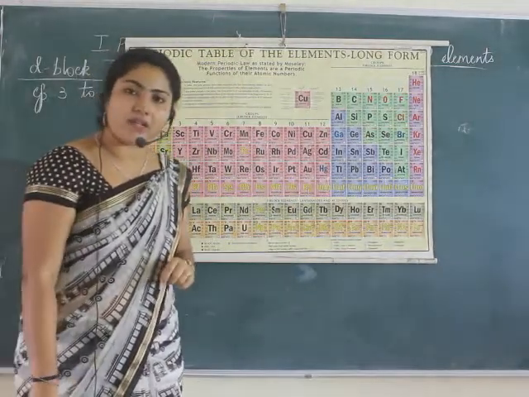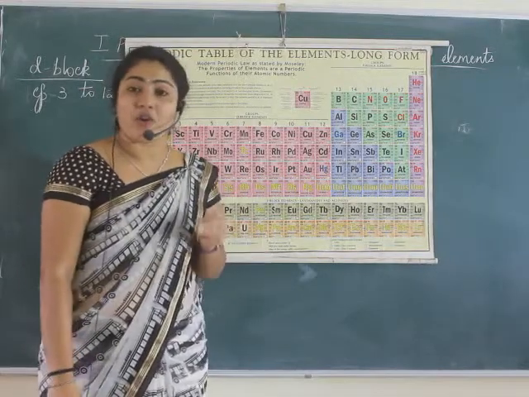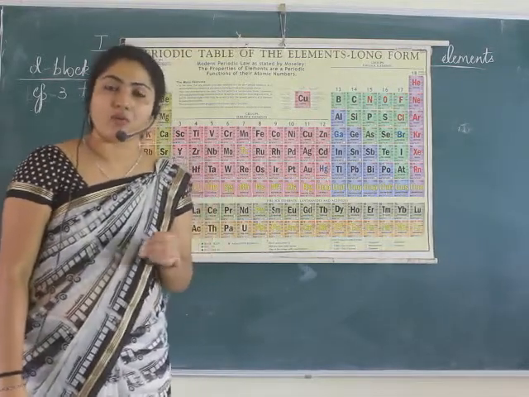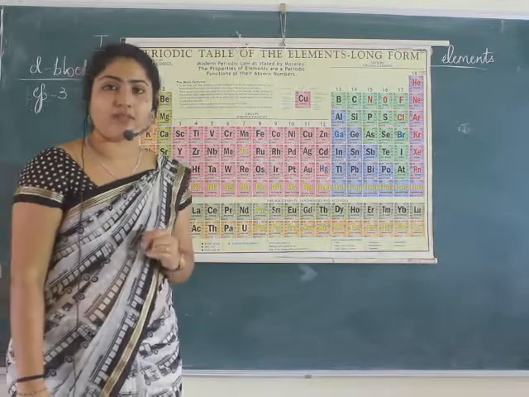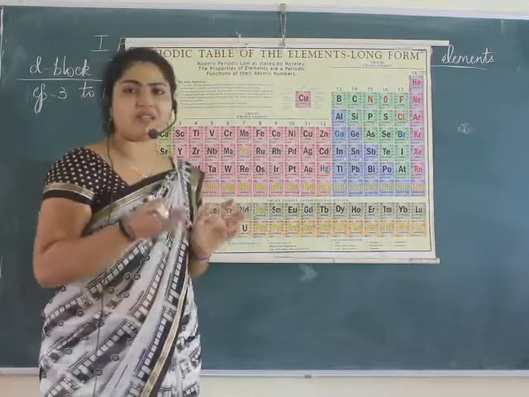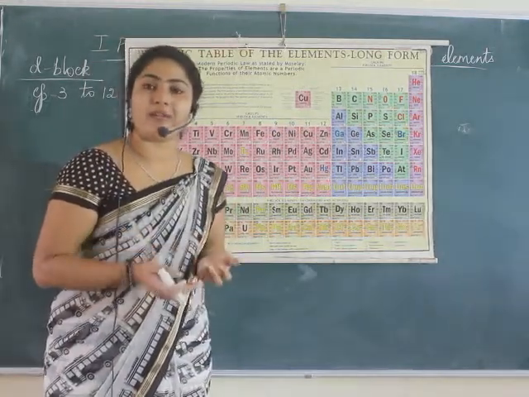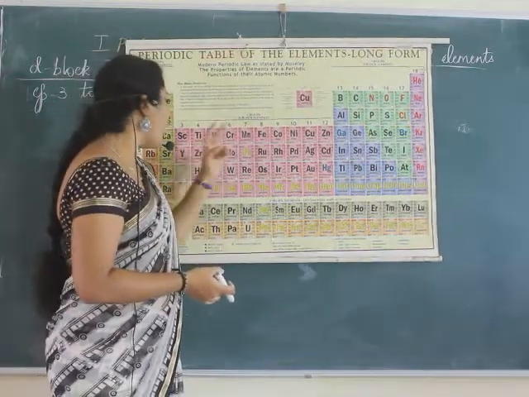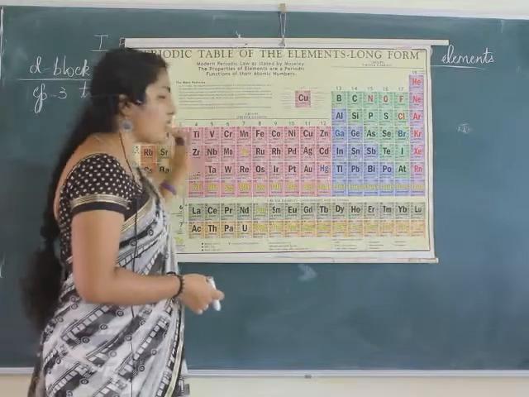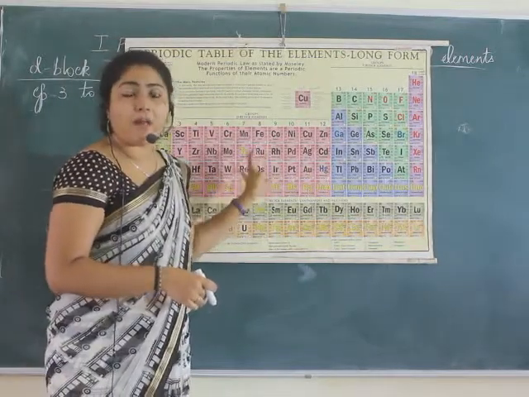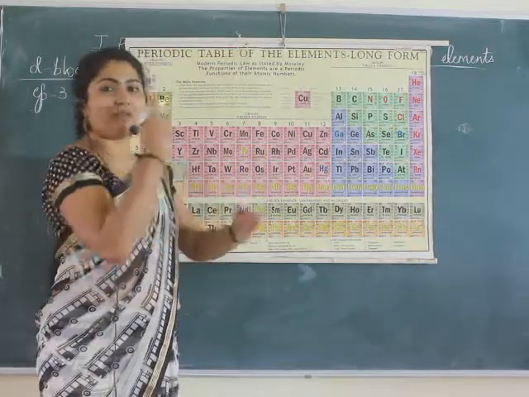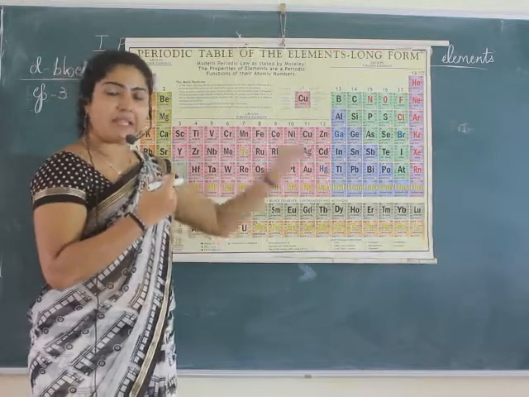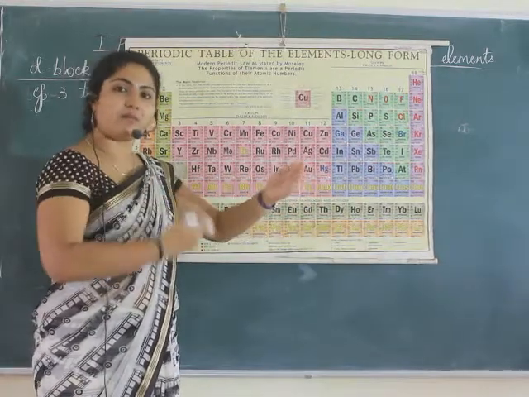Now, why are they called as D block elements? They are called as D block elements because the valence electrons, valence electrons means the electrons available for bonding or reactions, enter the d orbital, and that too you must mention penultimate d orbital. Penultimate means one before the last one. Ultimate means last. Penultimate means before that.